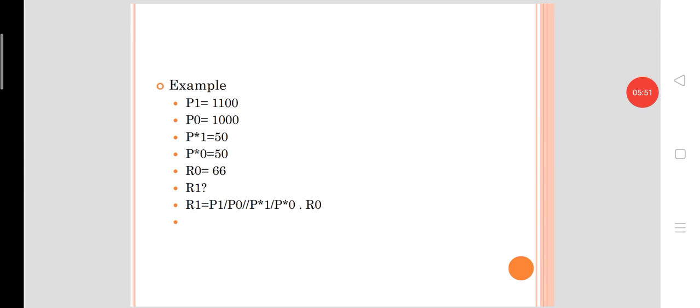So here P1 by P0, that is 1100 by 1000, that is 1.1. So 1.1 divided by P star 1 by P star 0. P star 1 is 50, P star 0 is 50. So P star 1 by P star 0 is 1. So 1.1 by 1 is 1.1. So 1.1 into R0, R0 is 66. So 1.1 into 66 is 72 point something.